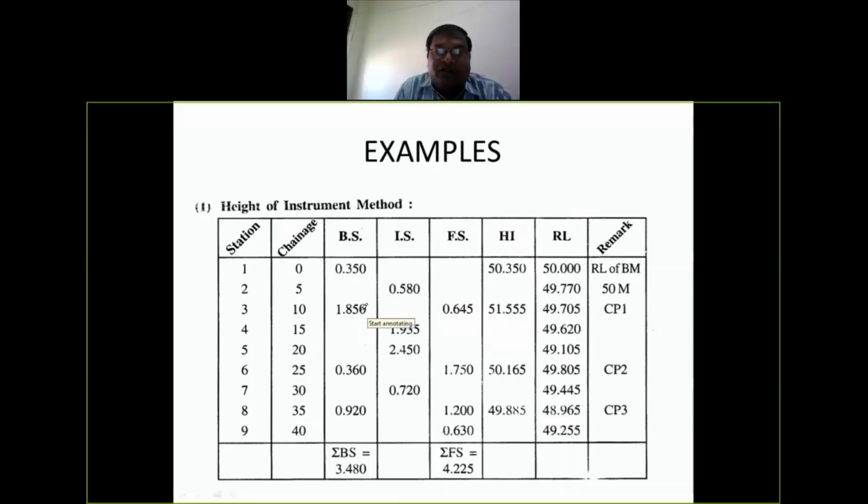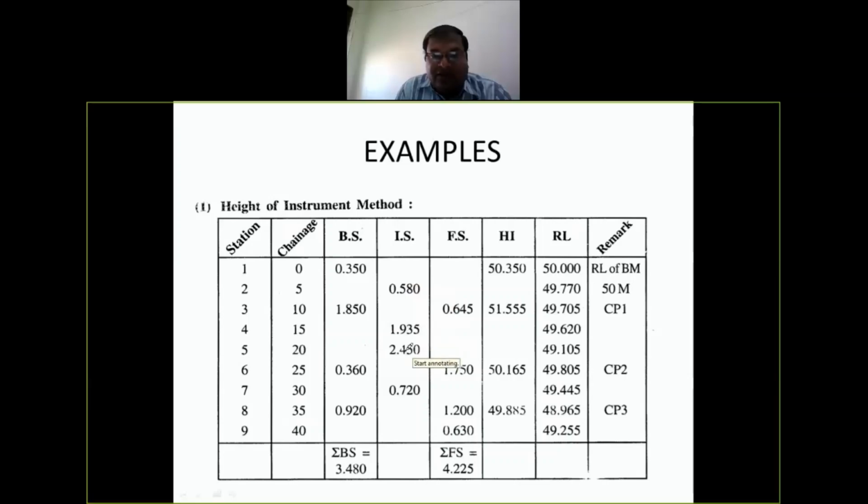That is 1.850. And here you have to make the remarks. Here you have to make the remark of benchmark, and here you have to make the remark of change point. Change point 1, because here we have taken 3 change points. So CP1, change point 1. Then this is your fifth one, that is your IS. So in this particular row, you have to enter your IS value.